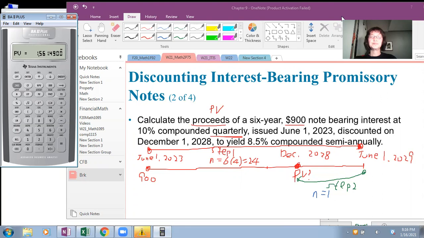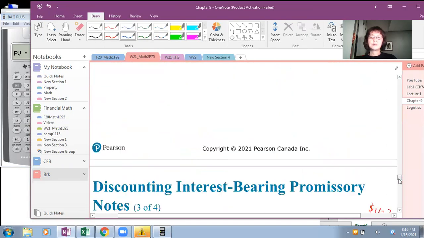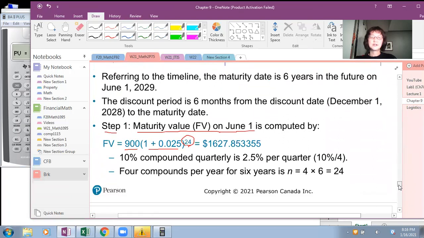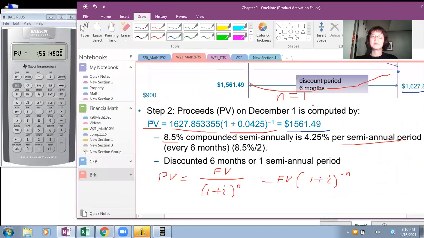Okay. So we can check with the solution here. Yes, it is the same answer. See, 1561, 1561. Okay.